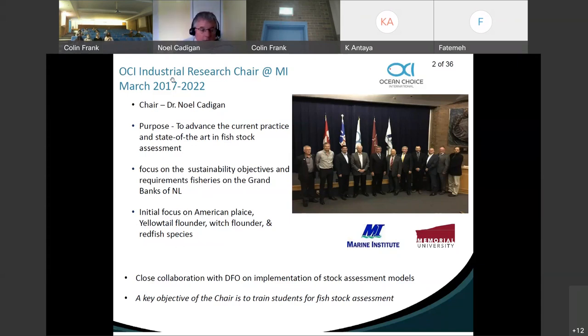As part of the research chair program, we strive to have close collaboration with DFO on implementation of the stock assessment models. That is, I think, how OCI will ultimately judge the success of the research chair program: if there's uptake by DFO and other researchers of what we develop, so that things get used in practice when providing harvest advice. And another objective is, of course, to train students for fish stock assessment.